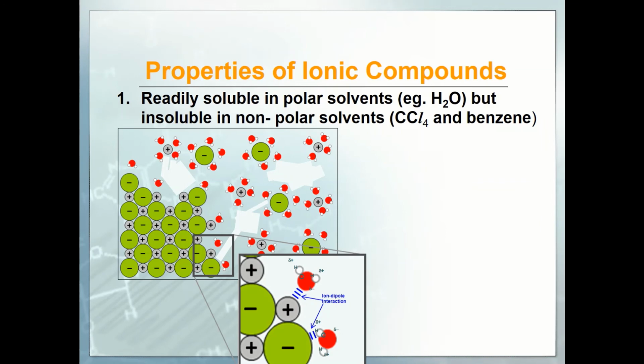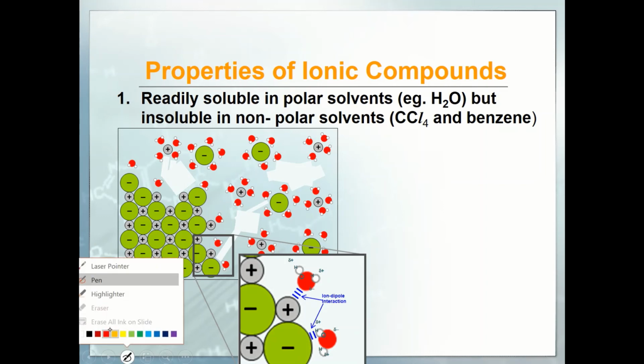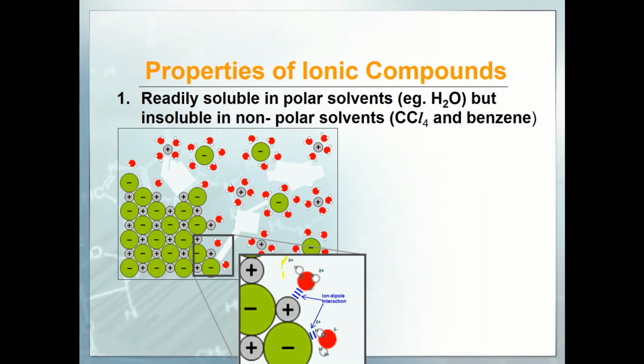Okay, so you can see that because water is a polar solvent, there is a delta minus and a delta positive charge on the water molecule. Let me just show you. This is one molecule of water. Oxygen has a delta minus charge and hydrogen has a delta positive charge. So the oxygen end, which is delta negative, is going to be attracted to the positively charged cation, and in that case, it forms the ion dipole interaction.